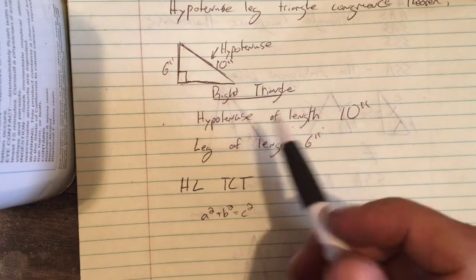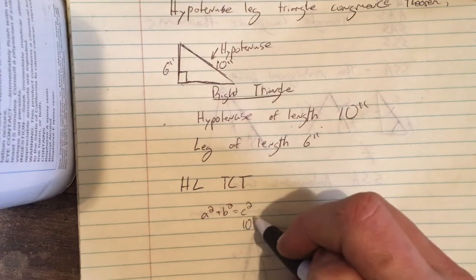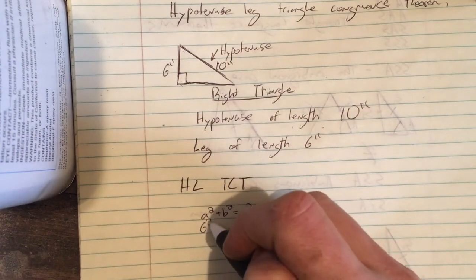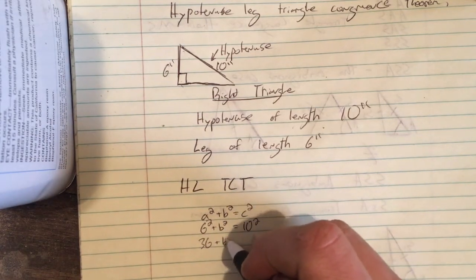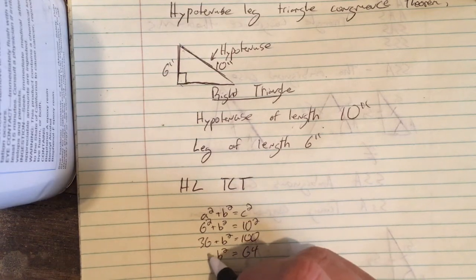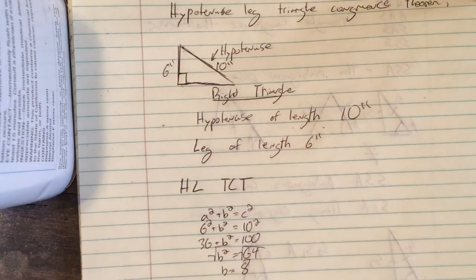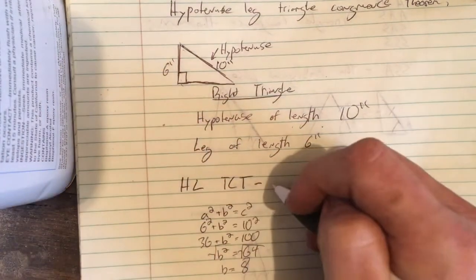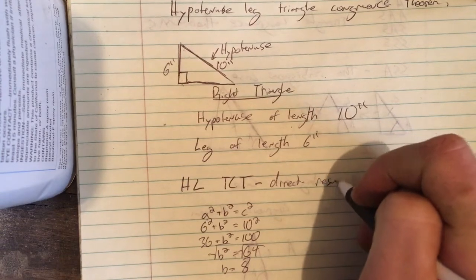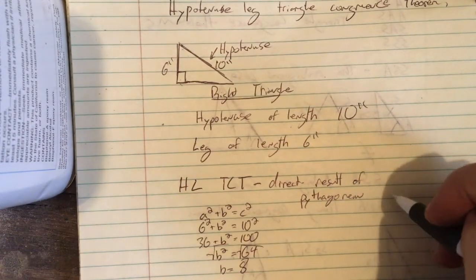So let's just do this real fast. You might immediately recognize that this is just a version of the 3, 4, 5 right triangle. So you might say, oh, obviously this side's going to be 8. But let's just go through the Pythagorean theorem to prove it. So c squared, c is 10. 10 squared is equal to 6 squared plus b squared. 36 plus b squared is equal to 100. b squared is equal to 100 minus 36, which is 64. Square root of both sides. b is equal to 8. Awesome. So the hypotenuse leg triangle congruence theorem could really be viewed as a direct result of the Pythagorean theorem.